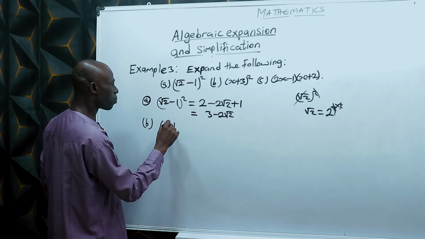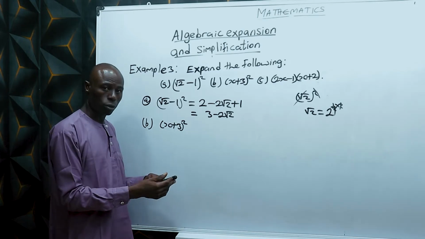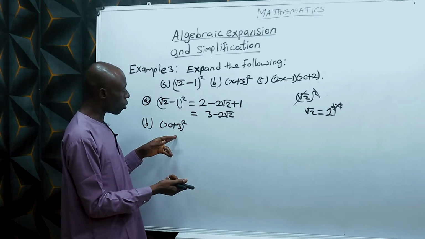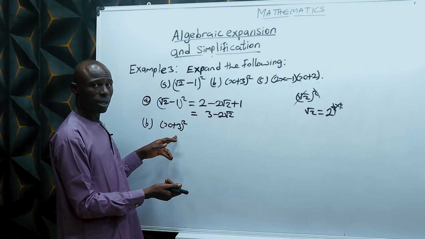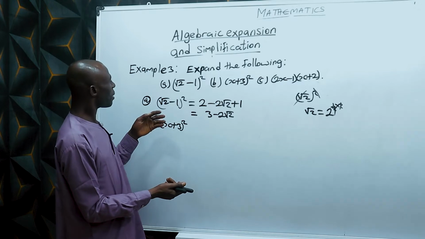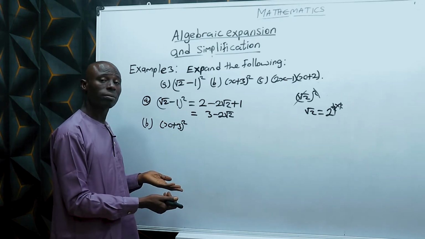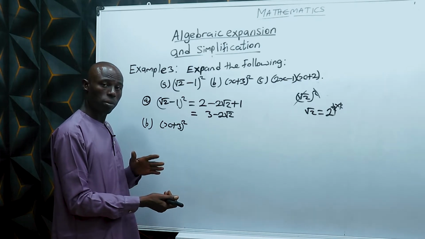So B, you have x plus 3 on scale. Now let me use this to assure you that this method we are using is the same thing as the method we used in example 1. We used 2 methods in example 1.